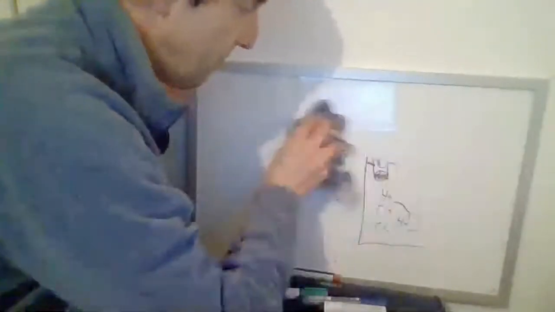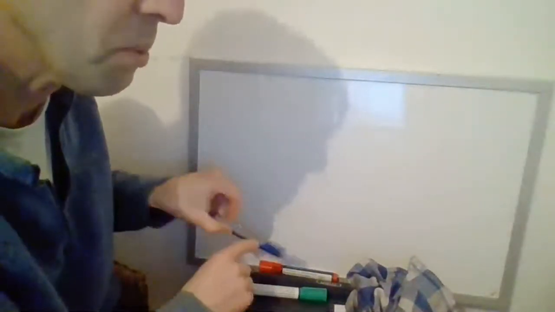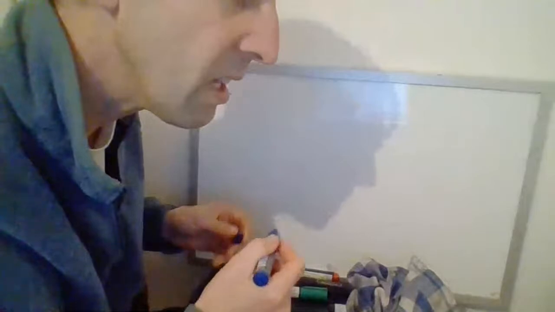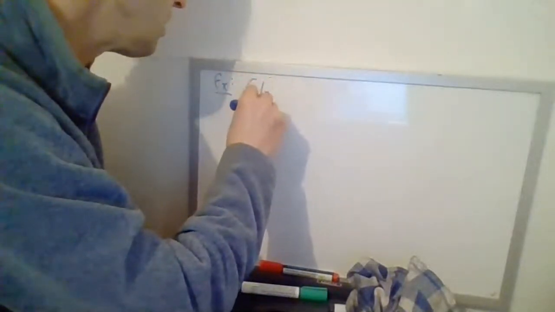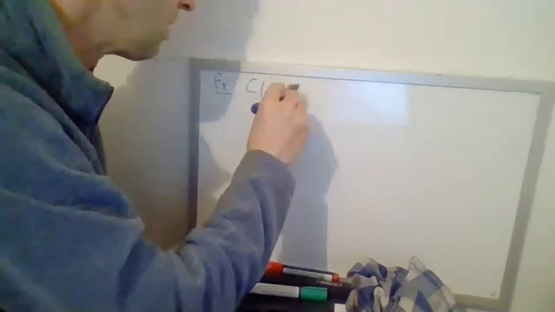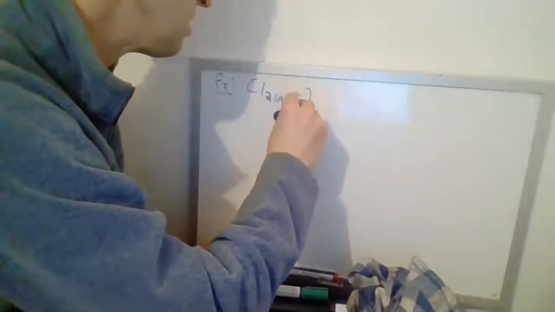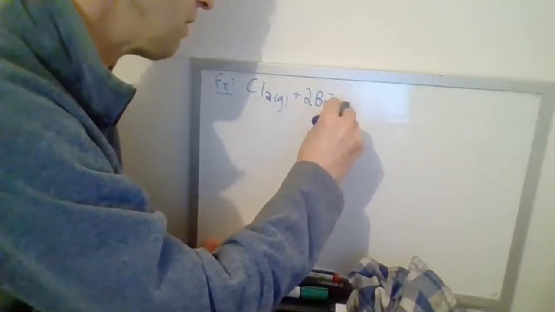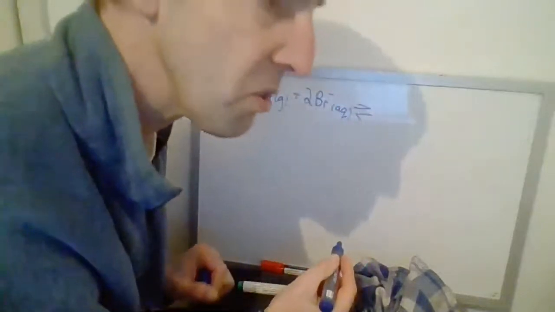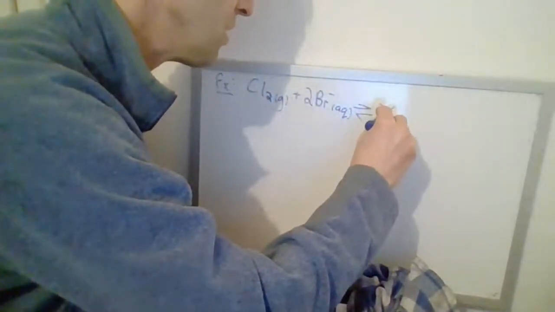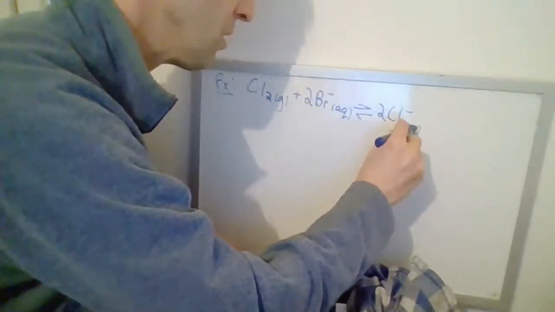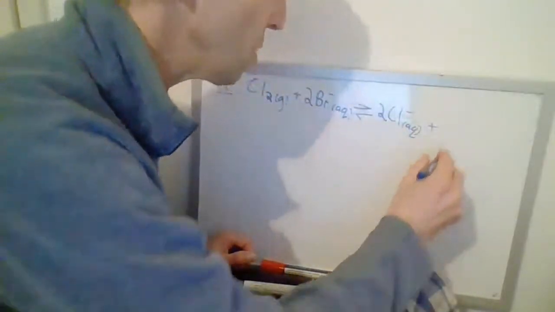Let's try one together. Here we go. So here's an example. I've got Cl2 gas plus 2 Br minus, and that's an aqueous solution. I'll make double arrows. Forms 2 Cl minus, and that's, of course, in solution, aqueous, plus Br2 liquid.